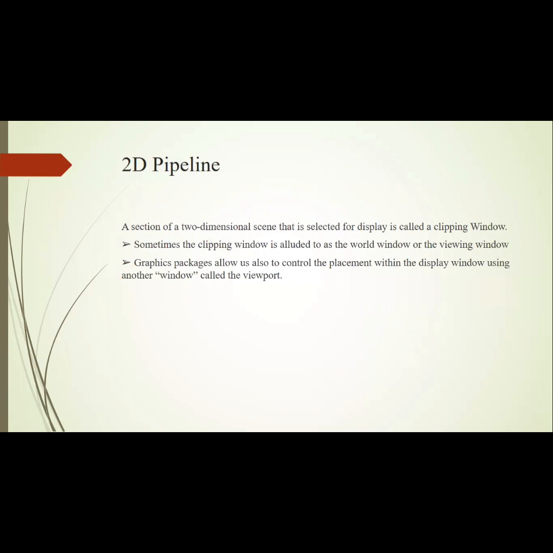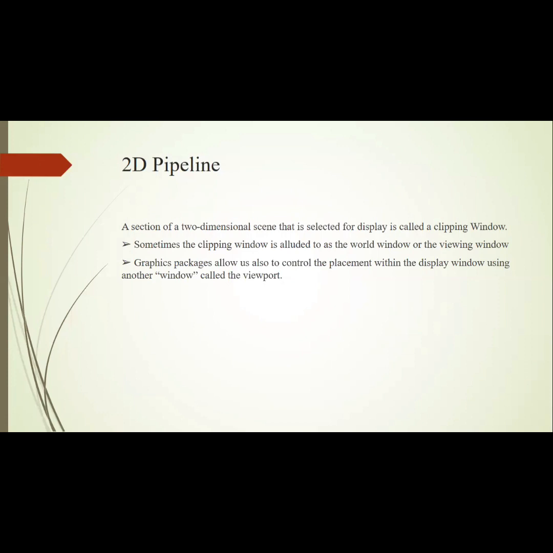So coming to the 2D pipeline. Basically, what is the 2D pipeline? It is a section of a two-dimensional scene that is selected for display, and that is called a clipping window. In the picture, you want only that part of the scene. Sometimes the clipping window is also referred to as the viewing window or world window.